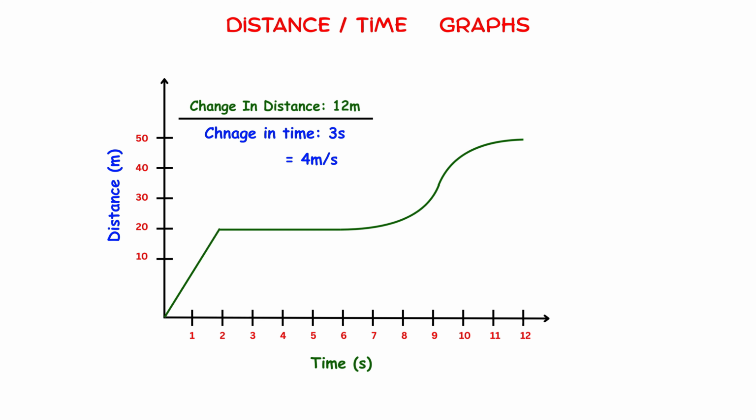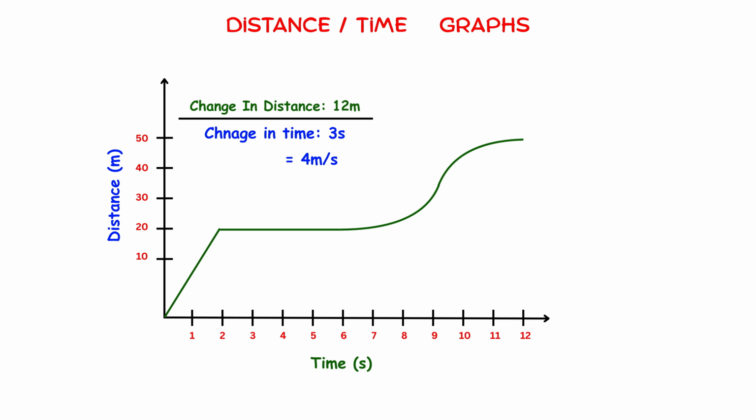In summary, this video has explained how to interpret distance-time graphs. Straight lines indicate that the object is moving at a constant speed. Flat horizontal lines show that the object is not moving and is stationary. Curved lines represent periods of changing speed.